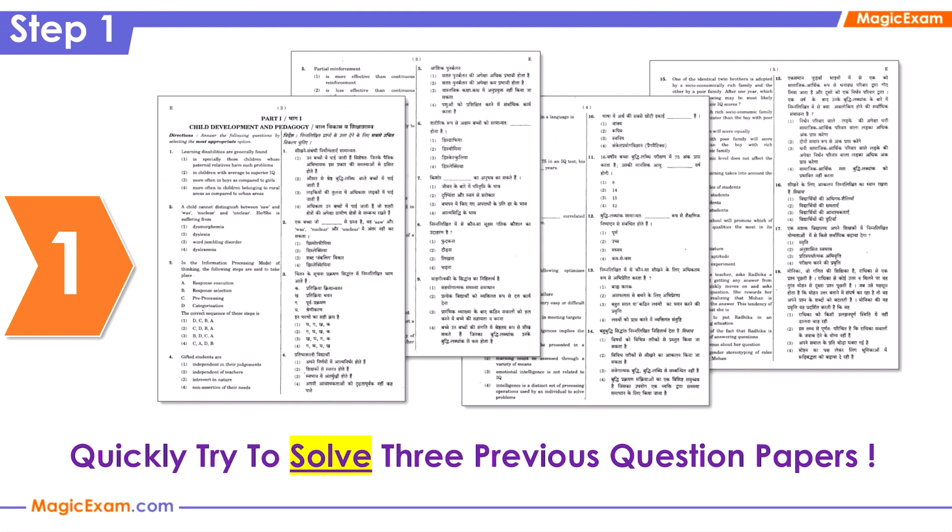Step number 1 is to quickly try and solve 3 previous question papers from 3 different years. You don't have to spend too much time on this. You just need to read all the questions and try to answer them to the best of your ability. It's okay even if you are not able to answer a majority of the questions at this time, because what you are trying to do here is just get an understanding of what type of questions you can expect in the EVS question paper.